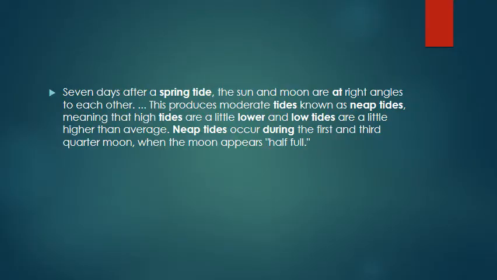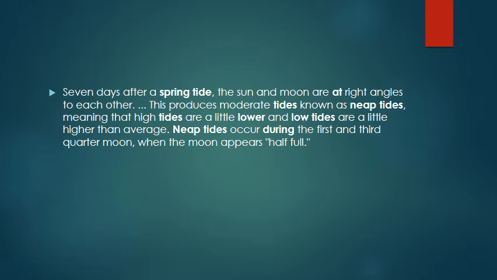So let's see the comparison between the spring tide and the neap tide. Seven days after a spring tide, the sun and the moon are at right angle to each other. Children, they are at right angle to each other. On your textbook page number 11 and 12, it has been shown.